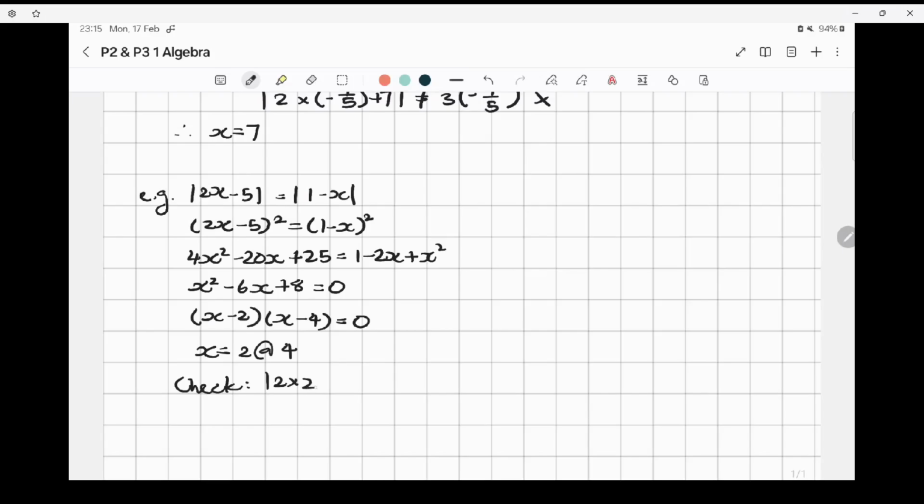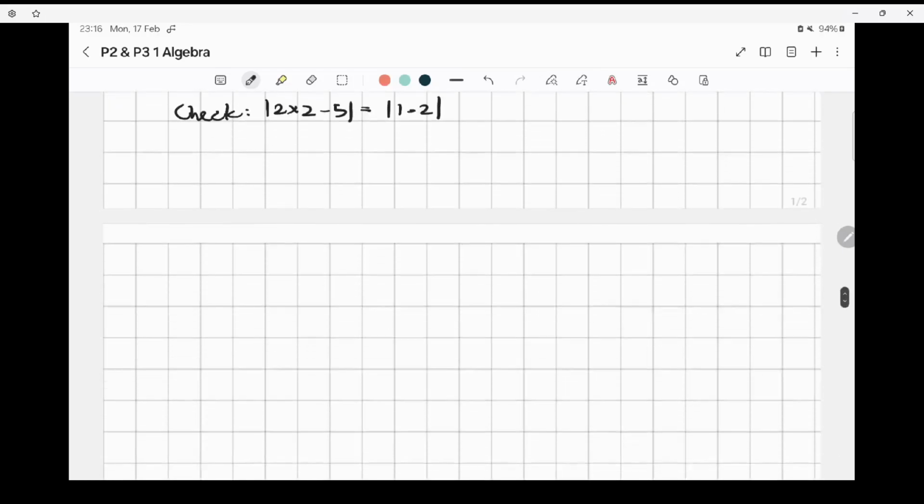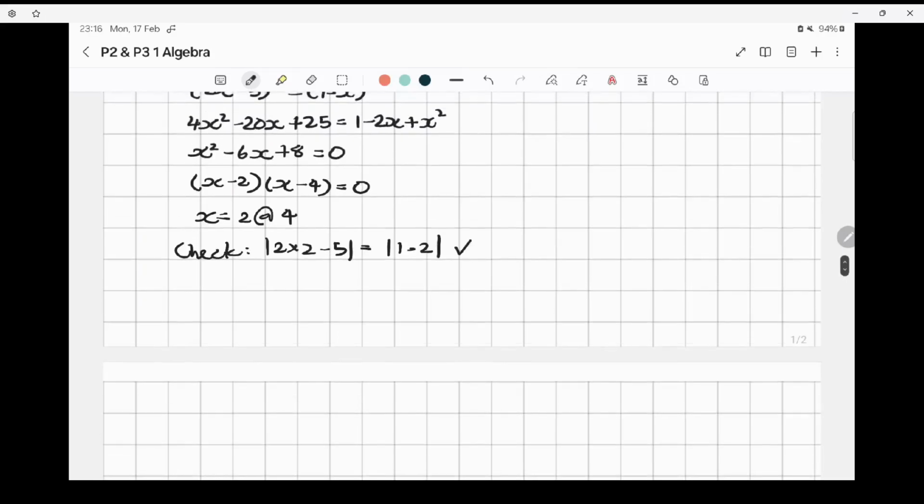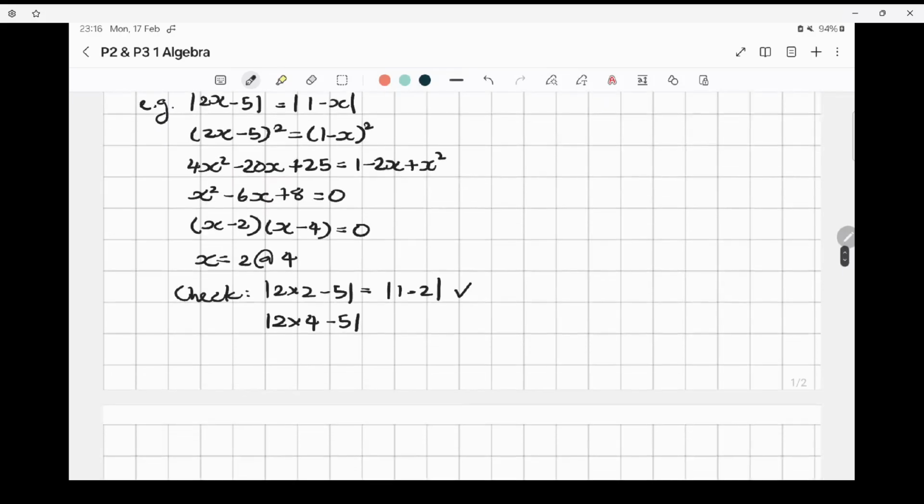The modulus of 2 times 2 minus 5 equals 1 minus 2, modulus of it. So this is true. The other one, 2 times 4 minus 5 equals 1 minus 4. So this is also true. Therefore, your answer is x equals 2 or 4.